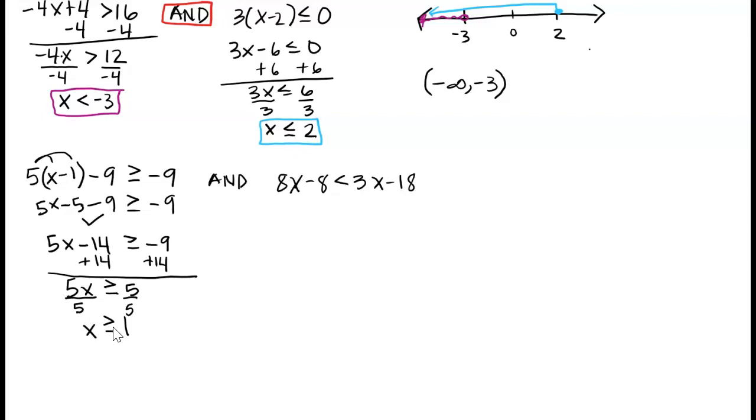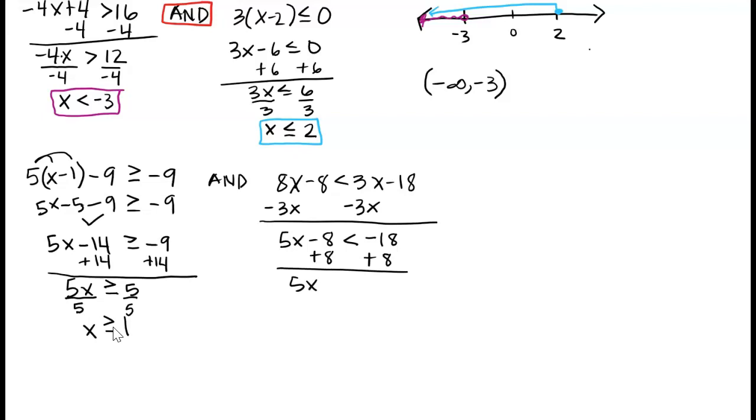All right, and let's solve the other one too. Let's get our x's on the left-hand side. So I'm going to subtract my 3x. That will leave me with 5x minus 8 on the left side, and it's less than negative 18. We're trying to get the x by itself, so let's add 8 over.